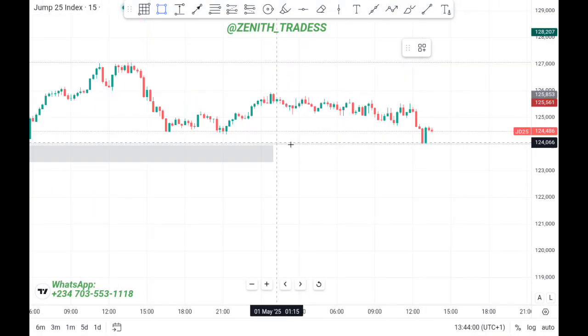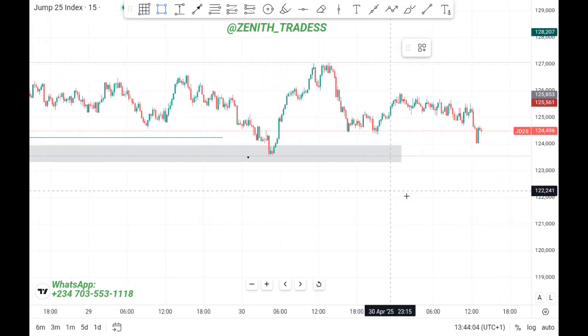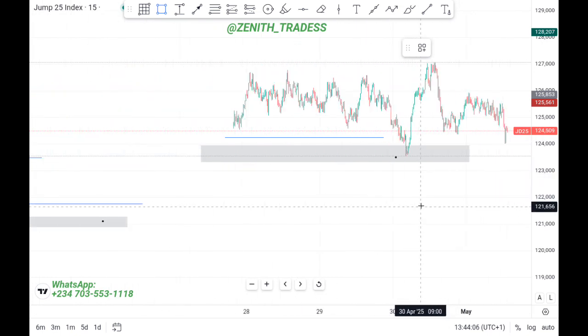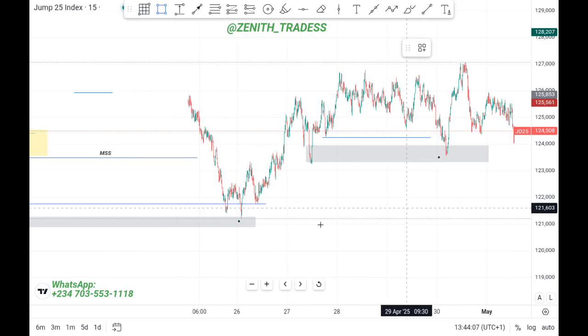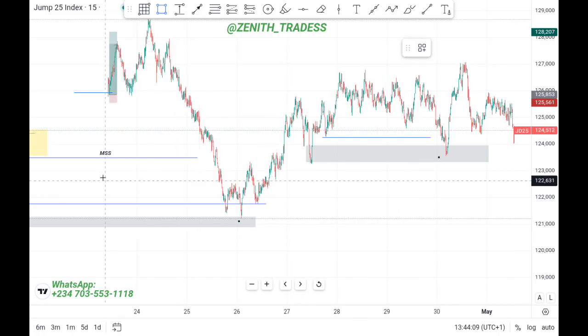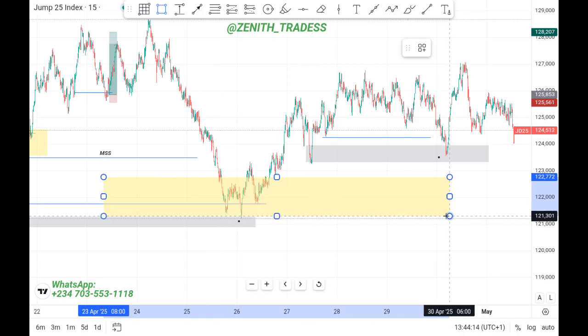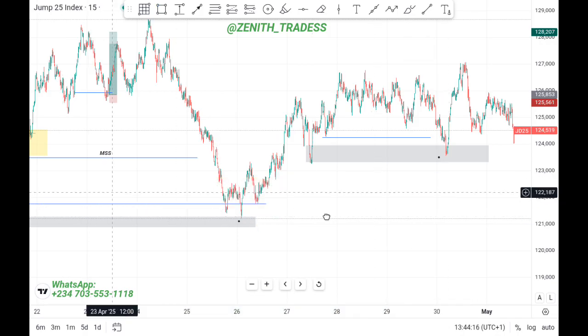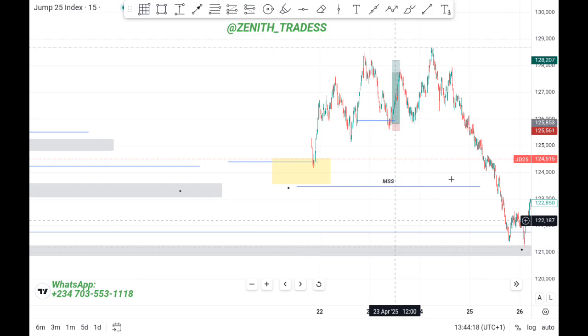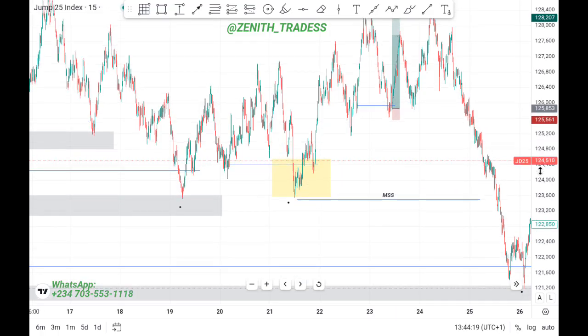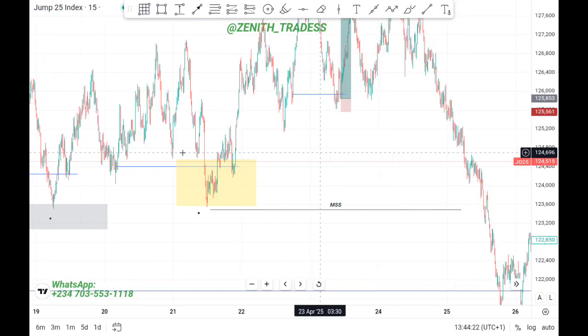All right. Okay, this M15, let's go back to where we just marked, so that we understand the details of what happened there. Okay, so you see where we marked, right? This is the yellow box we just marked. So you see what happened here.